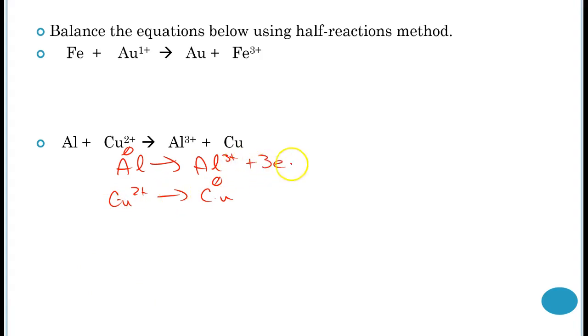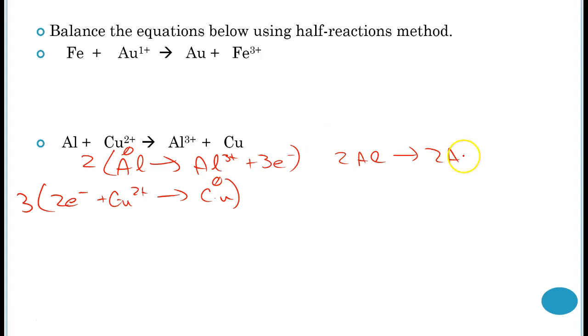Okay, this would be 3. This would be 2. Then you want to find that the number of electrons lost by the aluminum are equal to the electrons gained by the copper. So we're going to do the least common multiple of 2 and 3, a number that they both go into, that is the smallest possible number, 6. So I'm going to multiply that by 2, multiply that by 3. I'm going to rewrite it. 2Al goes to 2Al3+ plus 6 electrons. 6 electrons plus 3 Cu2+ goes to 3 Cu.